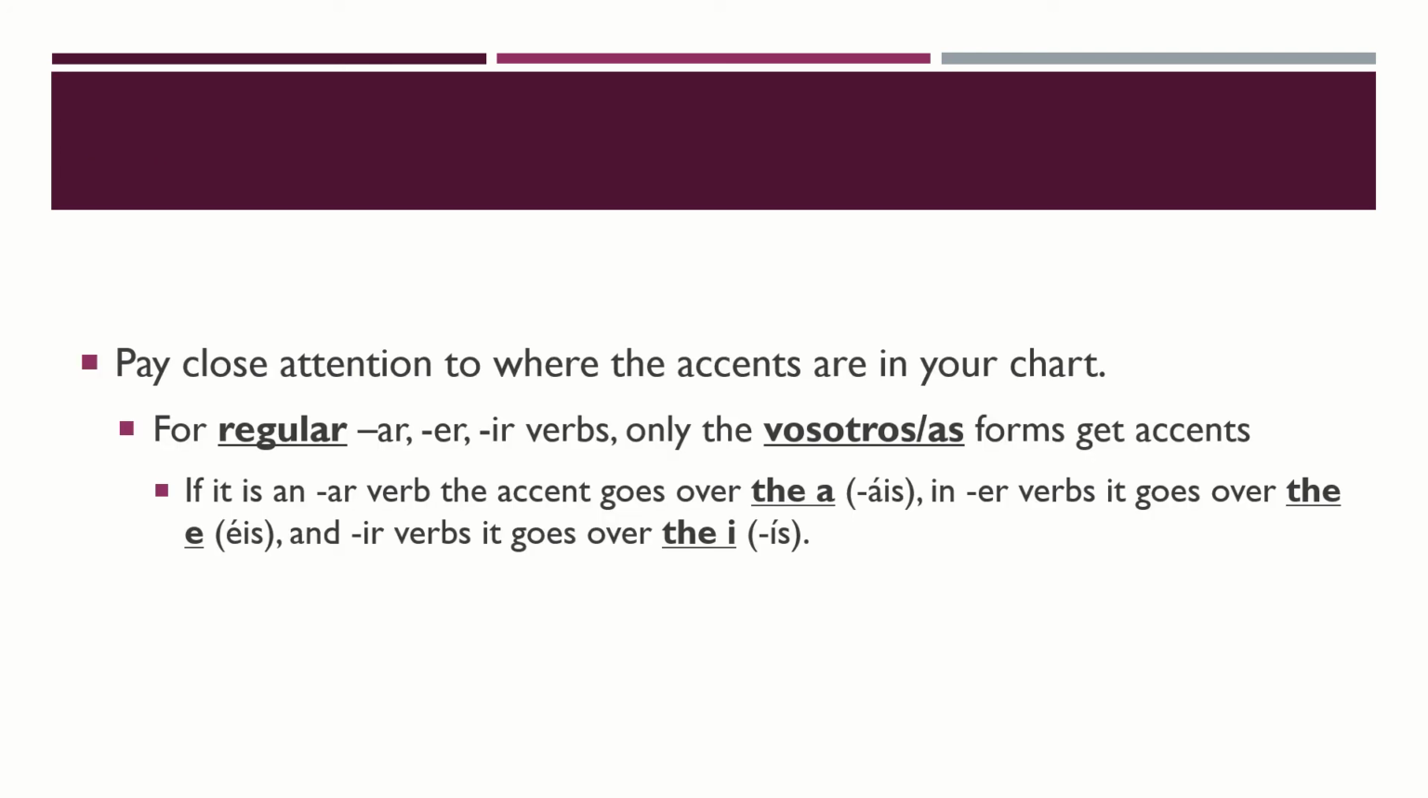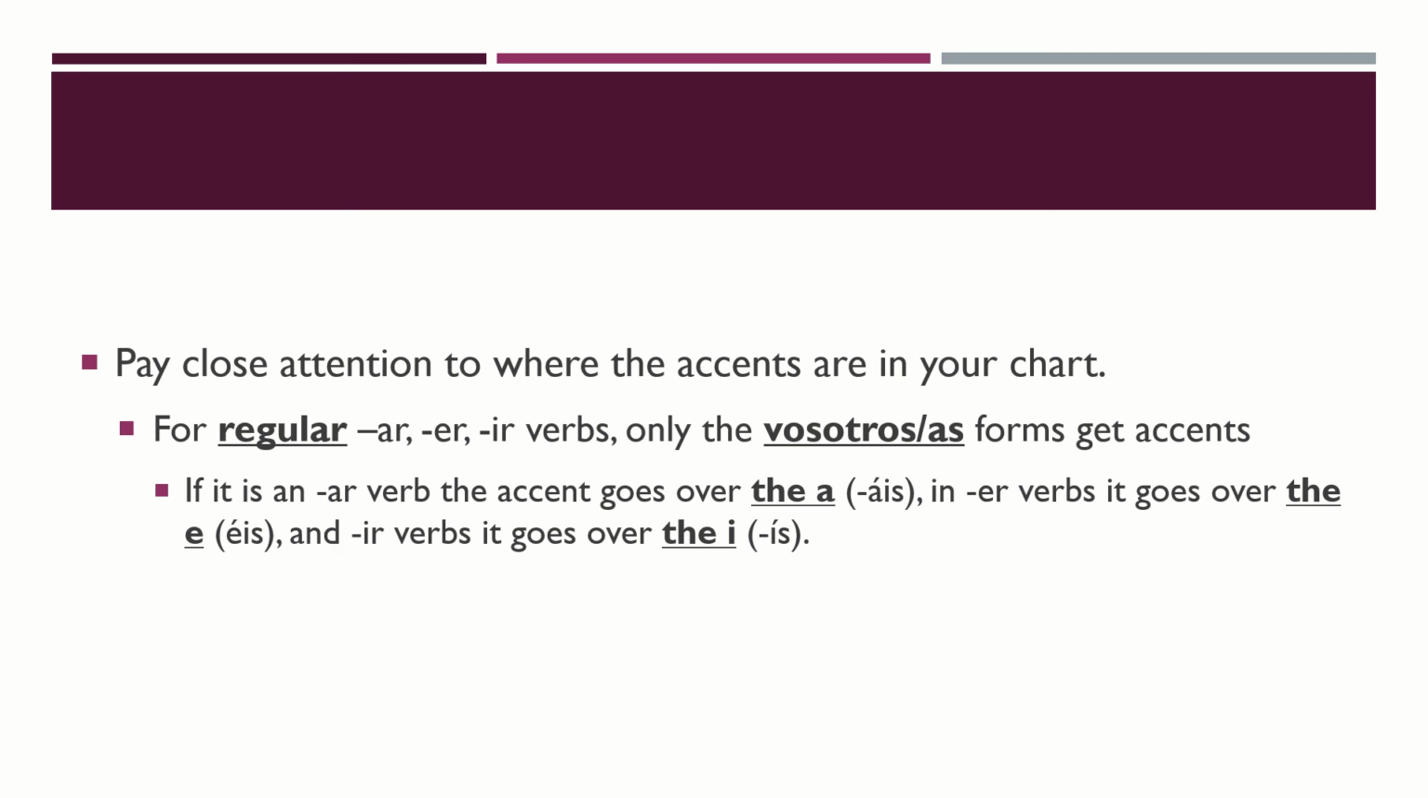All right, and then this is just going to be a little helpful trick for you, okay? Because accents, we've already talked about how important they are, right? It makes a difference of what the word means. It's also there to help us properly pronounce the different words. So accent marks are important for us. For our regular verbs, they're AR, ER, IR, only the vosotros form will get an accent. Okay, so if we're talking about a present tense verb and we're talking about one that's regular, we are going to only have an accent in the vosotros form.